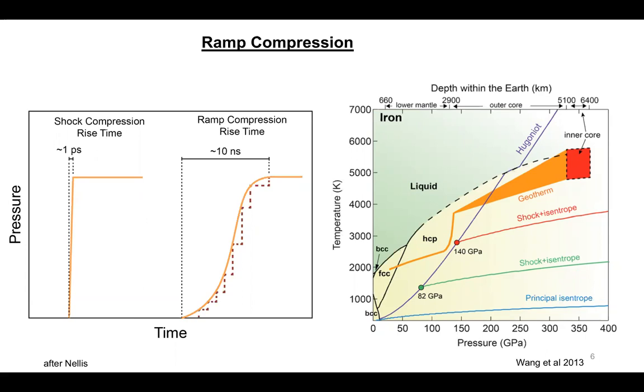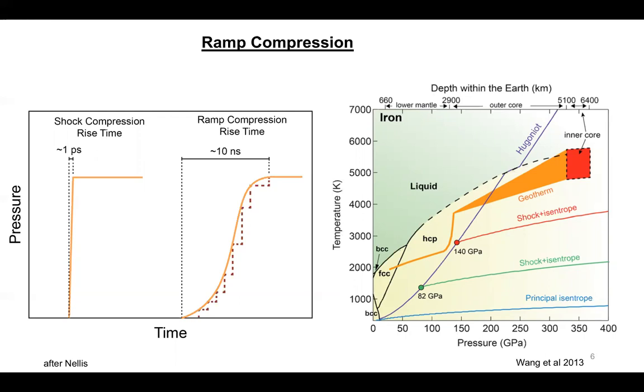But everything has its advantages and disadvantages, right? Ramp compression is a bit unstable. You want to avoid forming a shock, and that's sometimes hard to do. It's also a little more challenging to determine the pressure conditions, and temperature is often fairly uncertain.